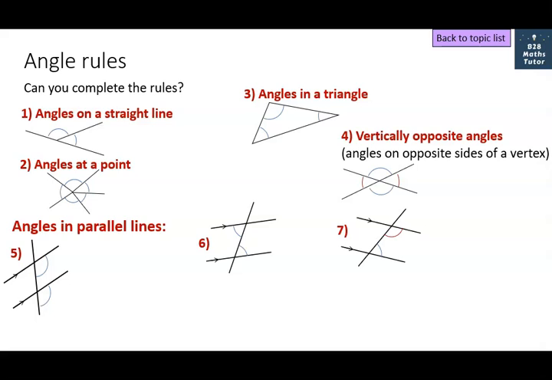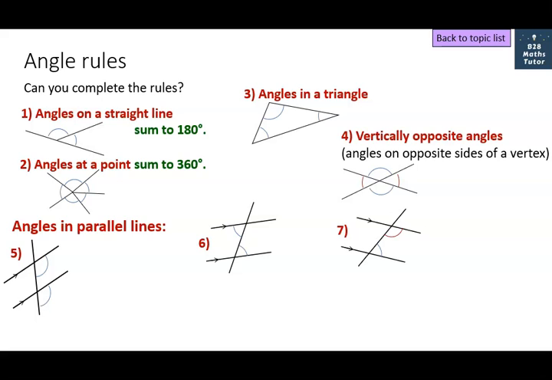First one, angles on a straight line sum to 180 degrees or add up to 180 degrees. If you write sum, it's just a bit shorter, but either is fine. Number 2, angles at a point sum to 360 degrees. Because it's like having 2 straight lines back to back, isn't it? So it's 2 lots of 180.